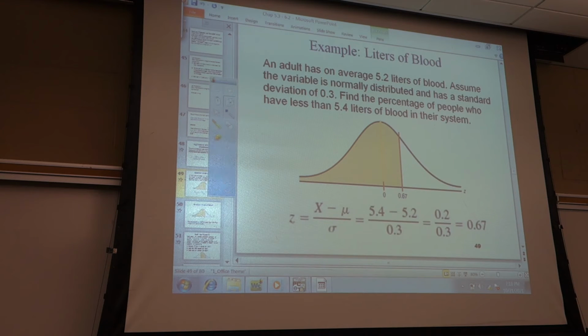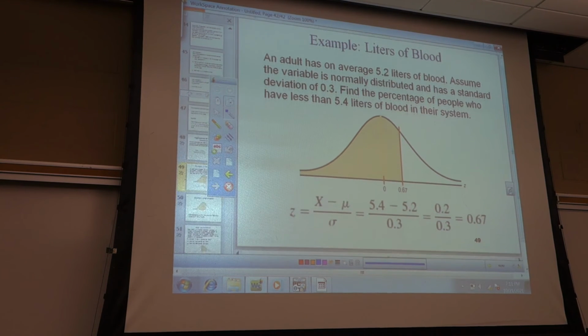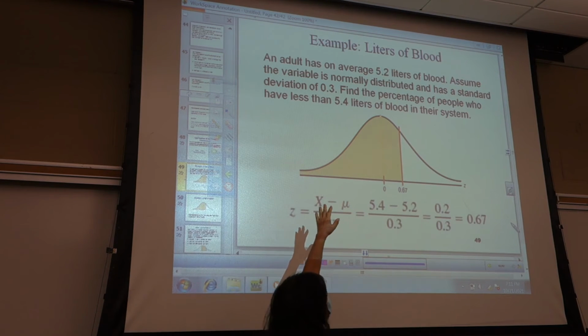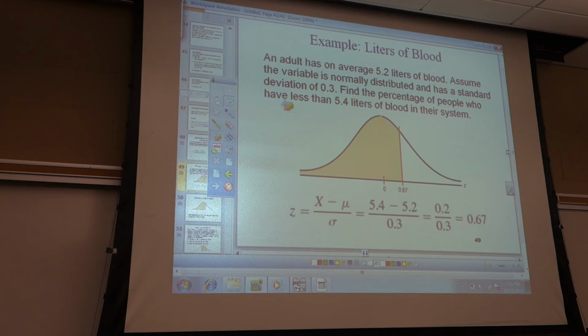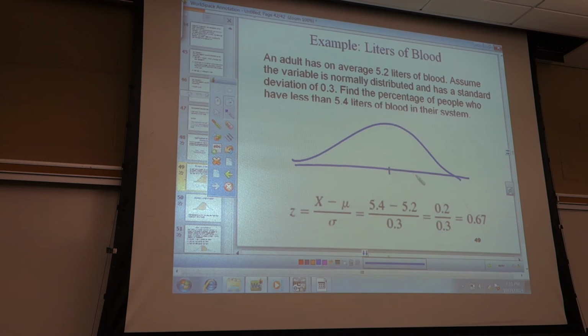Here's an example. An adult has on average 5.2 liters of blood. Assume the variable is normally distributed, standard deviation of 0.3. Find the percentage of people who have less than 5.4 liters of blood in their system. So I'm going to draw a picture. And 5.4 liters, that's more than the mean, so it's going to be over here. Here's my mean, 5.2 in the center. And I want to know less than 5.4. I want this area over here.